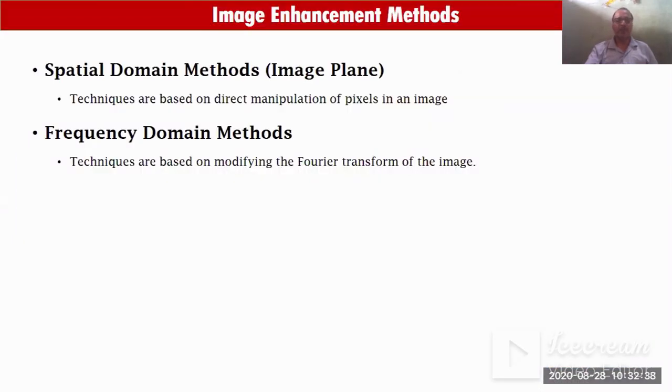Okay, so basically in image enhancement, there are two different techniques. One is the spatial domain method and another one is the frequency domain method. So image enhancement will be done in two ways: one is spatial domain and another is frequency domain. In a spatial domain we can apply the technique on the pixel basis, pixel to pixel, each pixel.